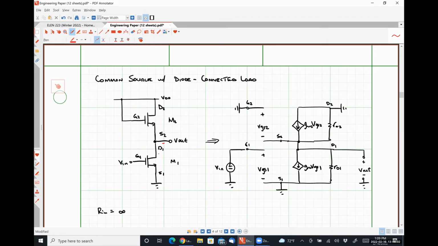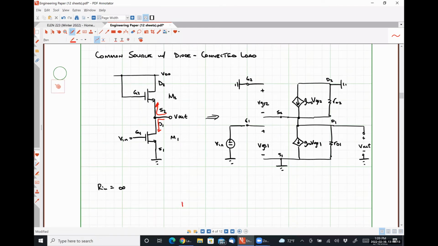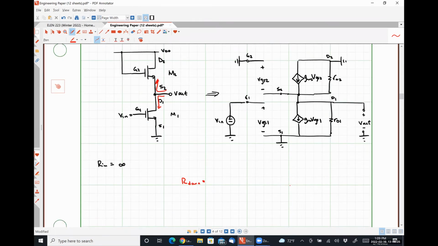So we're going to look down. We're going to look up. Those two quantities are in parallel to determine our output resistance. What's R down? R0 1, the exact same thing it was in our last example. R up is a little bit harder this time.